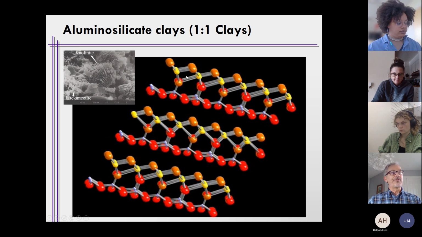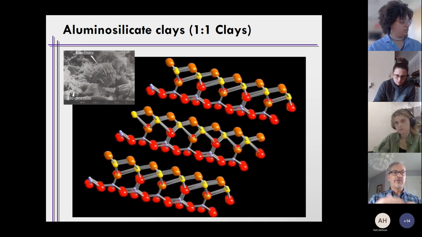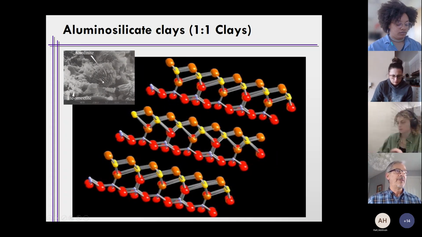And then these layers stack on top of one another. So here's another layer, tetrahedral, octahedral. And then at the very bottom of the screen, there's another tetrahedral sheet and an octahedral sheet, and they stack upon one another. And I'm just going to take a rough guess here. It takes maybe 100 of these sheets stacked upon one another for you to actually see what you see in the scanning electron microscope picture in the top left-hand corner.